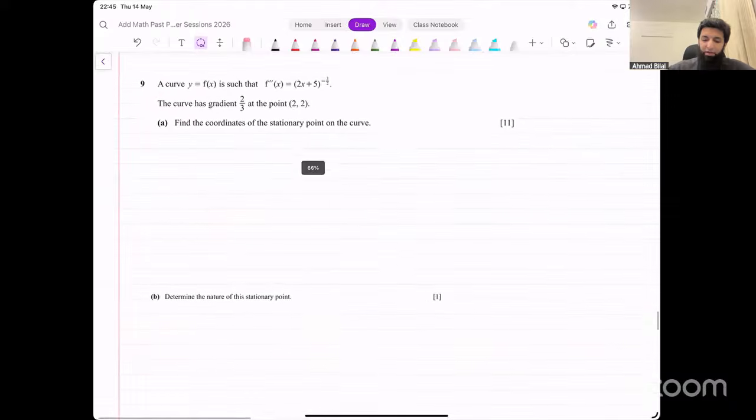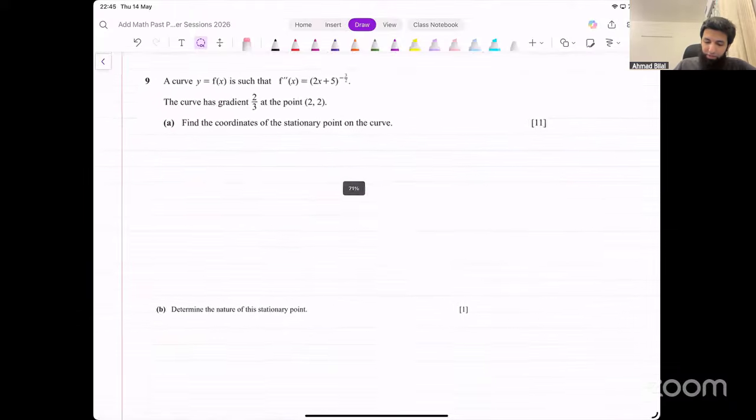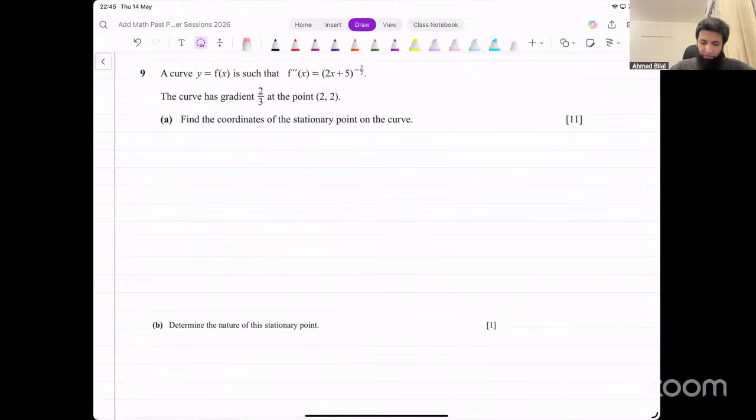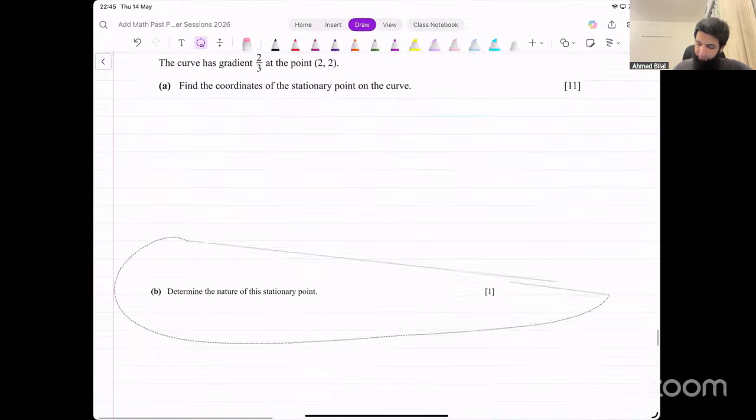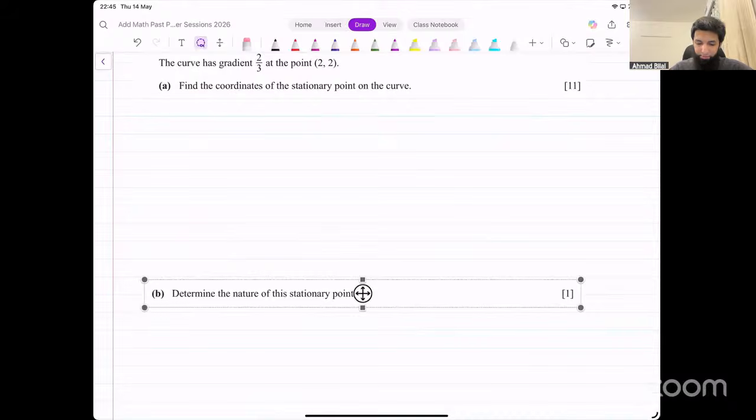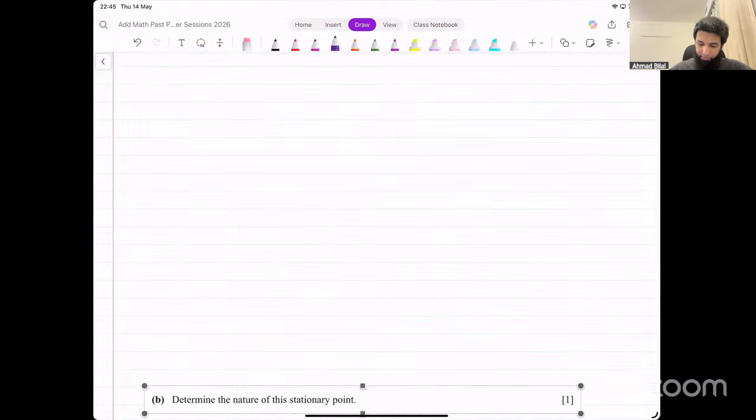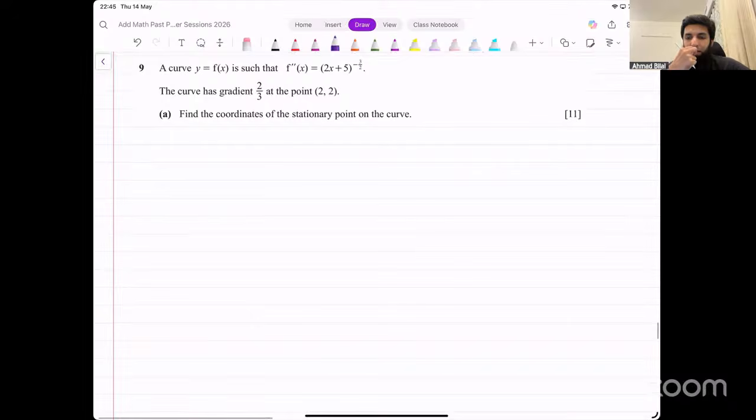Okay, let's look at question number 9. Now they're saying a curve has this equation. A curve f of x is such that the second derivative is this. The curve has gradient 2 over 3 at the point 2, 2. Find the coordinates of the stationary point on the curve. That's an 11 mark question. Wow.